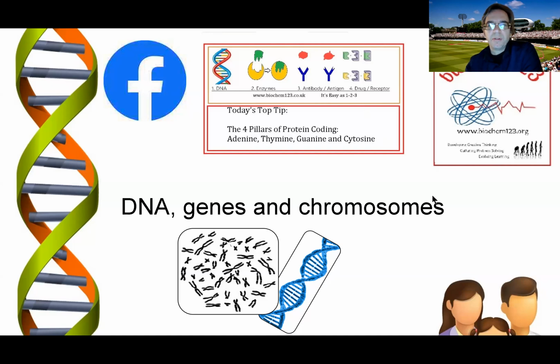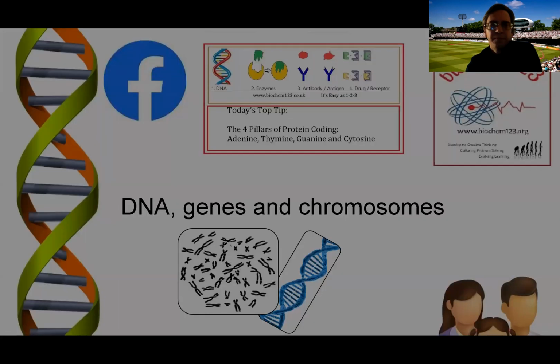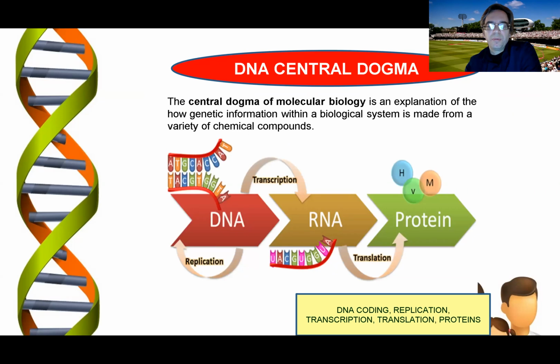So today we're going to go into what DNA coding is, genes and chromosomes. We're going to explore what the central dogma of molecular biology is, which is how proteins are made from DNA, which is the programming code of humans and plants.